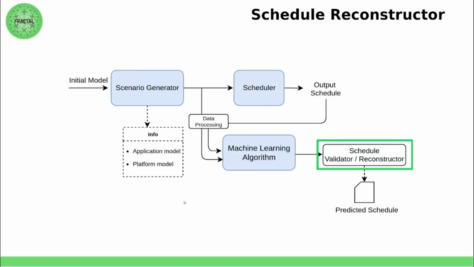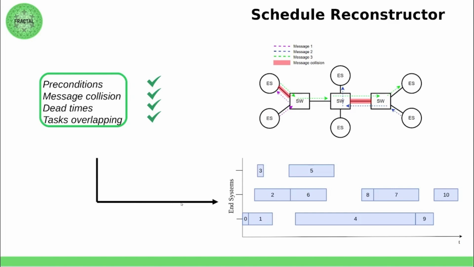The last component is the reconstructor. This component takes the prediction of the machine learning model and creates the schedule. In the reconstruction process, we are not only building the complete schedule, but also making sure that all the conditions are met. And in case of a message collision, we have to deal with it. All this process is because we cannot rely 100% on machine learning, since one little mistake can damage the whole system. The reconstructor will give us the chosen schedule in a table, making it easier to extract the information.